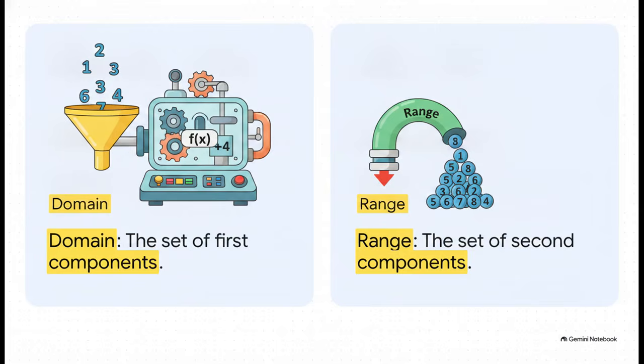Now, when we gather all those possible inputs together into one group, we call that set the domain. And the set of all the resulting outputs, that's the range. It's kind of like a giant machine. The domain is literally everything you are allowed to feed into the machine, and the range is everything that can possibly pop out of it.